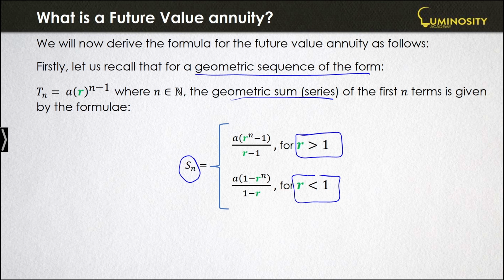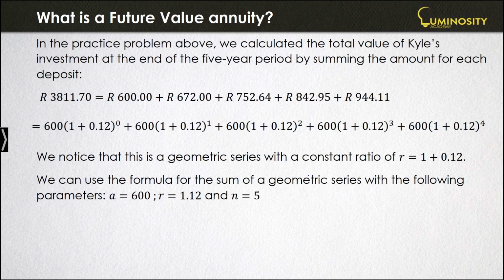Okay, so it's given by either a times r to the n minus 1 all over r minus 1, or a times 1 minus r to the n all over 1 minus r. So that is the sum of the first n terms in a geometric sequence. But why is that relevant here? Well, in the practice problem above, we can actually calculate the total value of Carl's investment at the end of the 5-year period by summing, so that's where we're getting our series from, the amounts for each deposit.